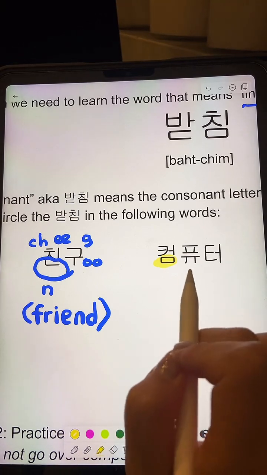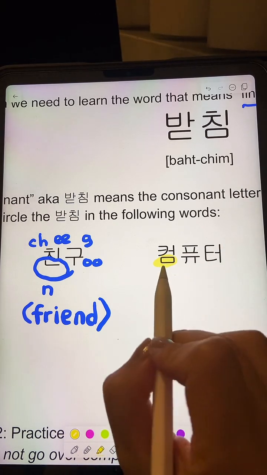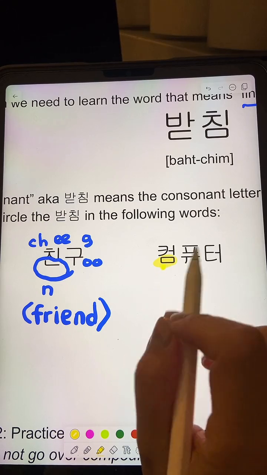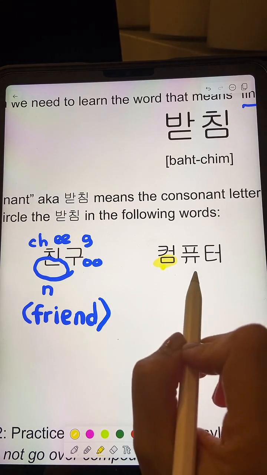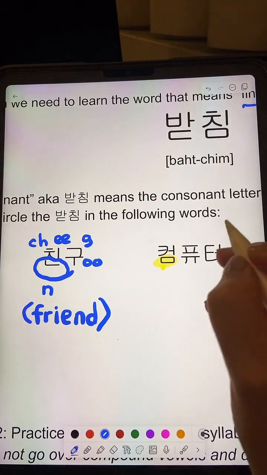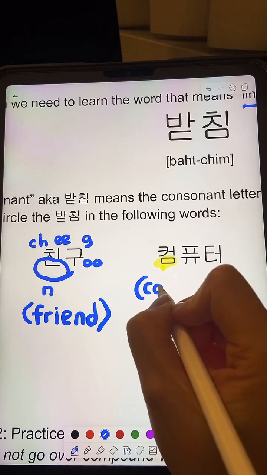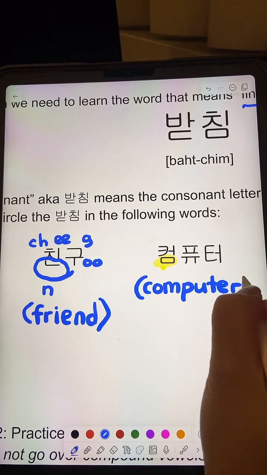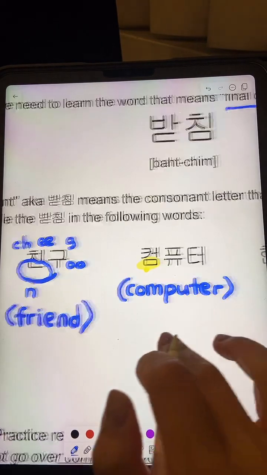Computer. So the only 받침 is the one at the bottom. Good. And what does this mean? Computer. You might be able to guess. Yep, computer. Koreans say computer.